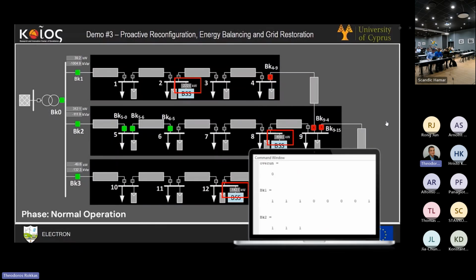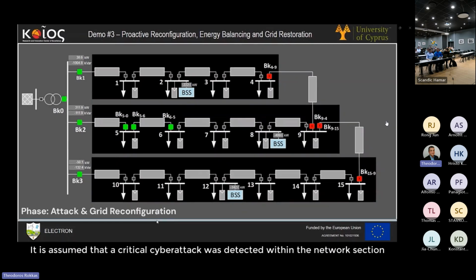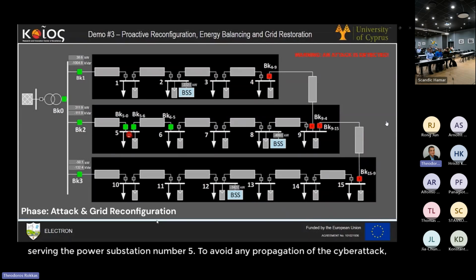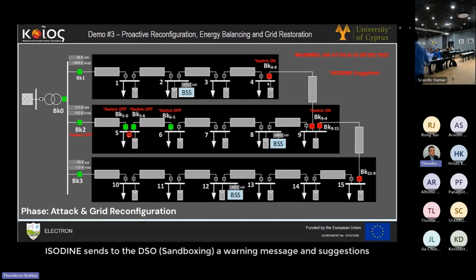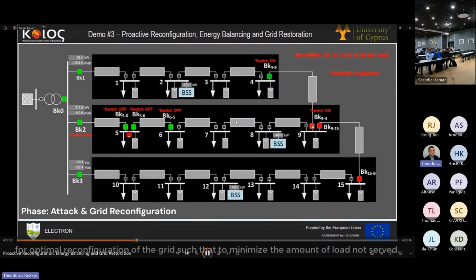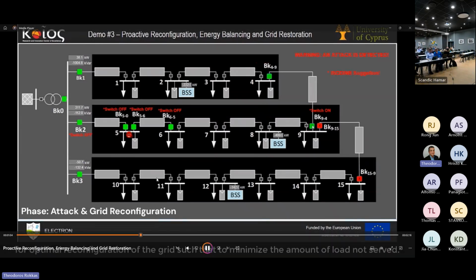We then move to the attack phase, where we assume that a critical cyber attack was detected within the network station serving the power substation number 5. To avoid any propagation of the cyber attack, the Isotin component sends to the DSO, in this case the sandboxing environment, a warning message and viability suggestions for optimal configuration of the grid in order to minimize as much as possible the amount of load not served.